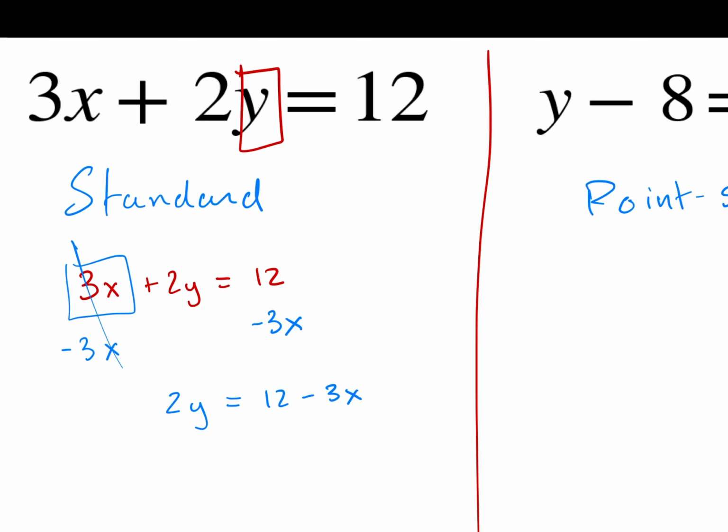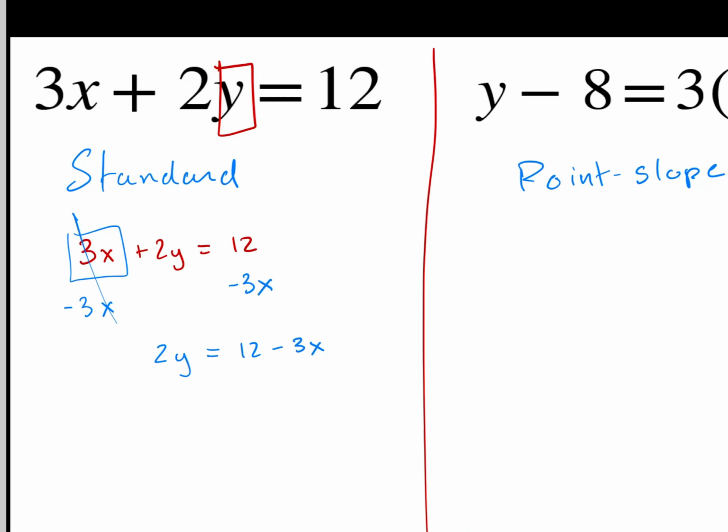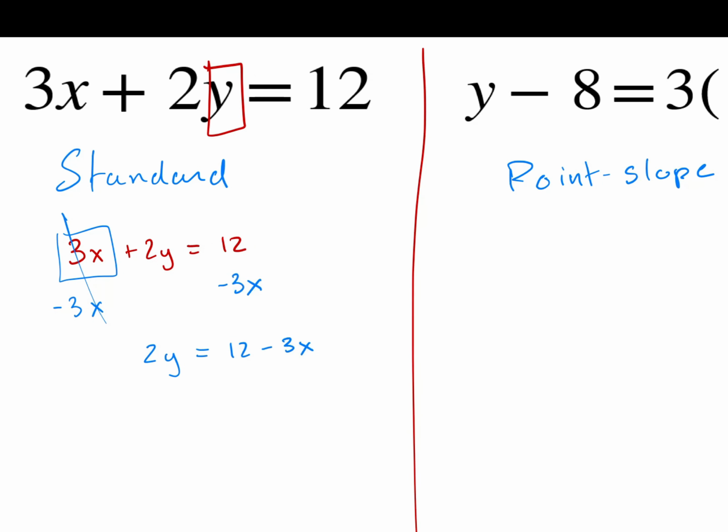Now, I could have done negative 3x plus 12. It's the same thing, right? We can flip around over addition. But y is still not solved for at this point. Now I see 2 times y on the left, right? That's what this is.